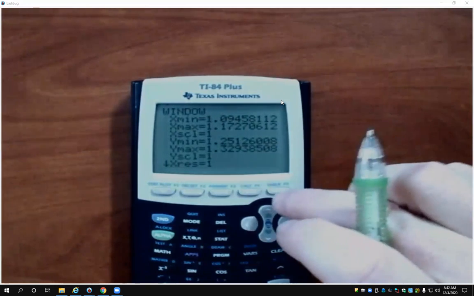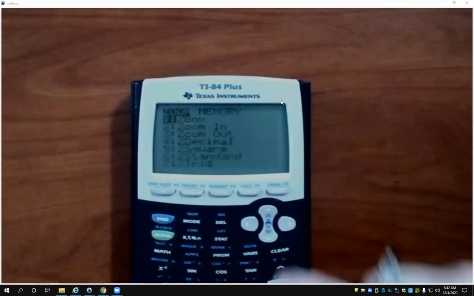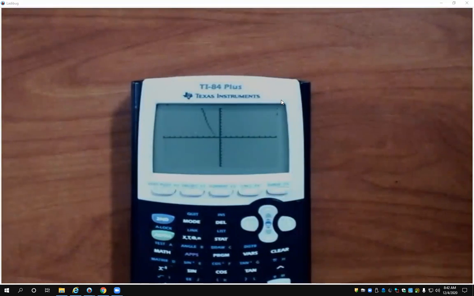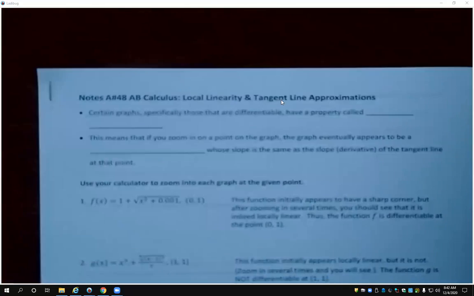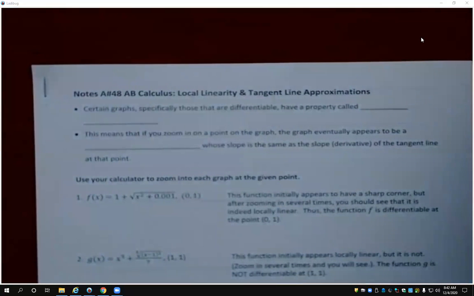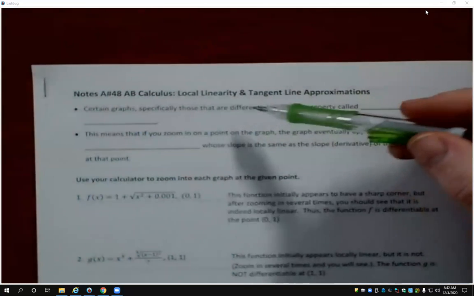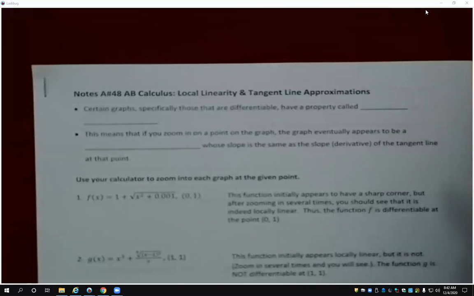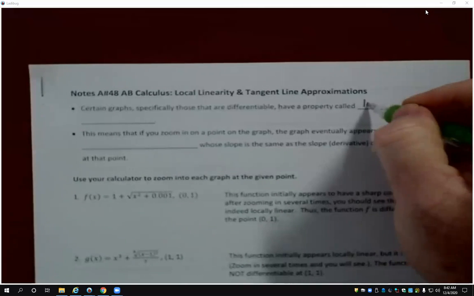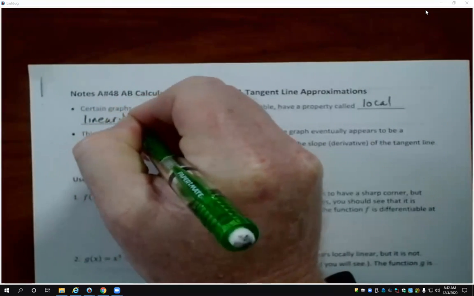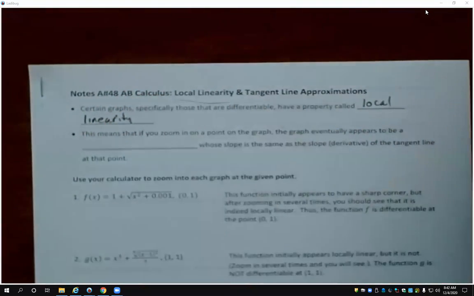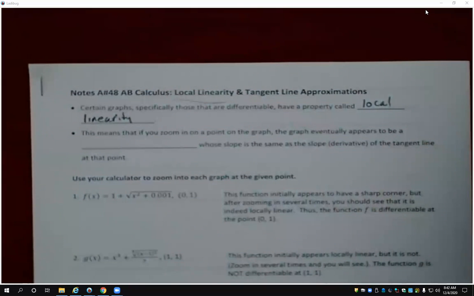Okay. And this is actually the graph of, so if I hit zoom 6, you'll see that it's really the graph of y equals x squared. Okay. And we're going to get to the reason and the point of that as we go through these notes. All right, so certain graphs, specifically those that are differentiable, have a property called local linearity. Okay, local linearity, that's kind of the topic of our notes today.